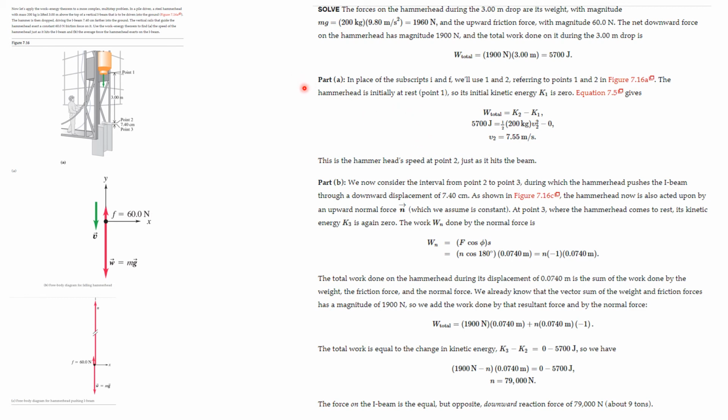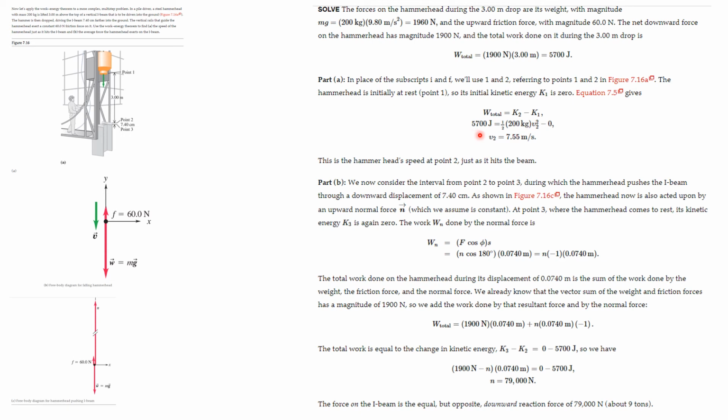Now we're going to be talking about different positions here, and so there's some subscripts involved. We note that the hammerhead is initially at rest, and we're going to call that point 1. So the kinetic energy at point 1 is 0, it's at rest, so the velocity is 0. But by the kinetic energy theorem, we know that the total work is the change in kinetic energy. So that's going to be 0, and the total work was 5700 joules.